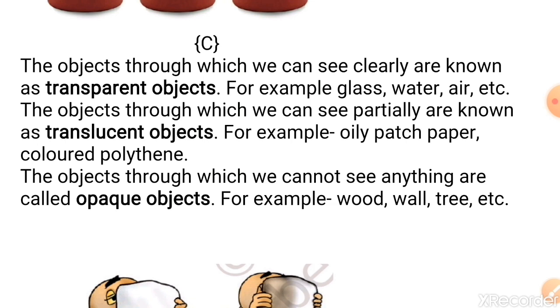The objects through which we cannot see are called opaque objects. For example, wood, wall, trees. These are the objects across which we cannot see anything. And the third container was also opaque. Now we have understood these three kinds of objects.